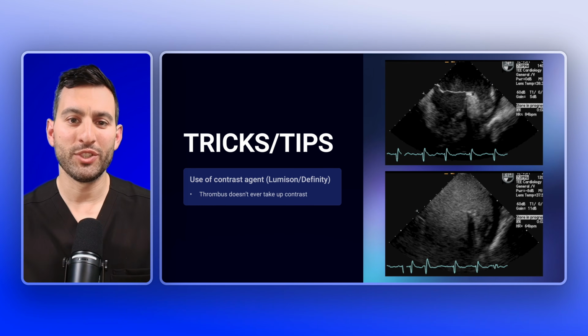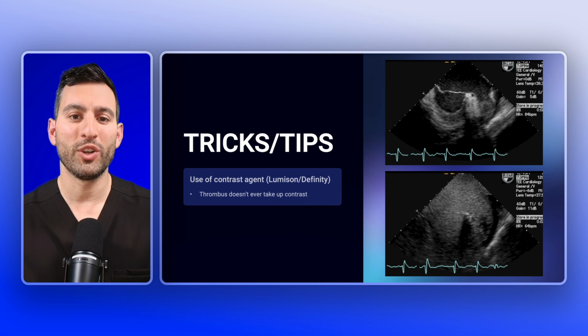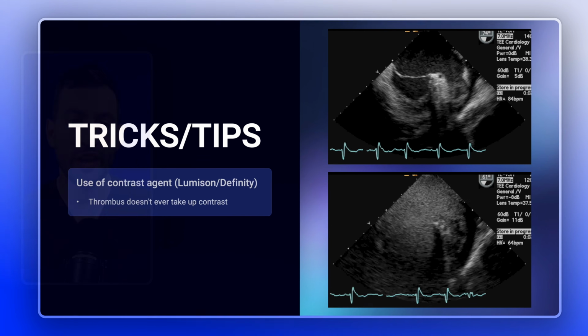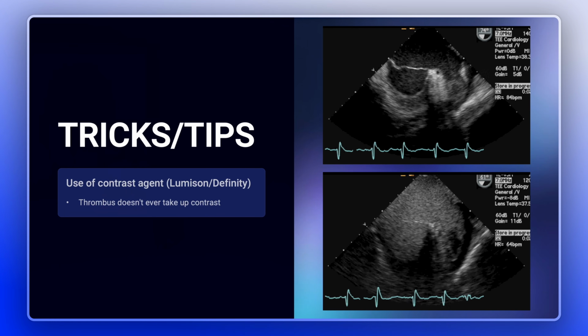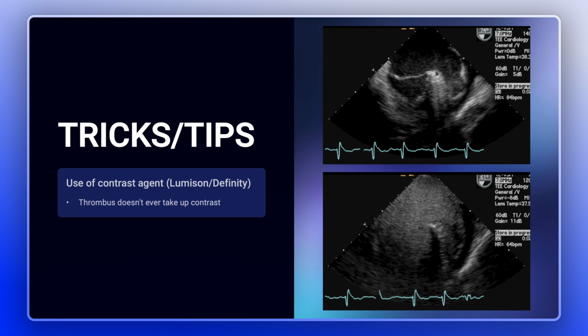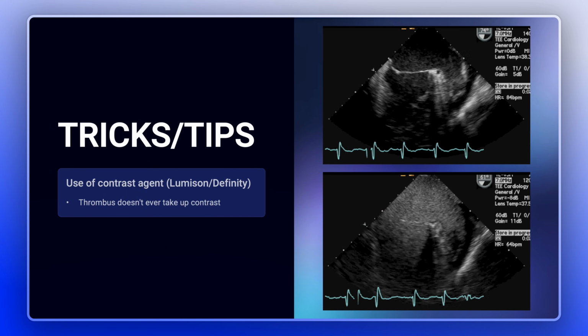I have a couple tips and tricks that you can use if you're unsure if you're seeing left atrial appendage thrombus or not. The first of which is using a contrast agent, such as Lumason or Definity. Thrombus doesn't ever take up contrast.